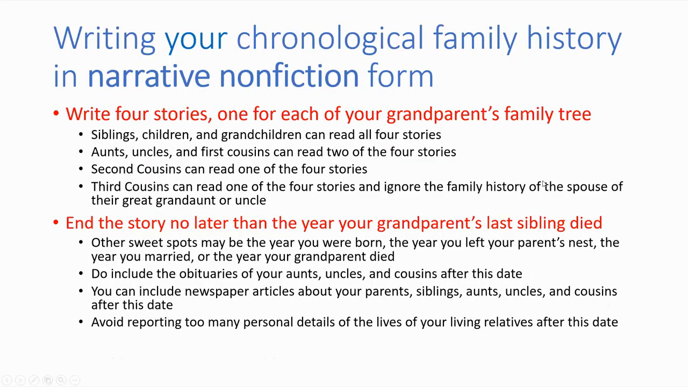Okay, when writing your chronological family history in a narrative nonfiction form, if you take anything away from my talk today, I want you to take this one. I would suggest that you write 4 stories, one for each of your grandparents' family tree. So the logic behind it is that your siblings, your children, and your grandchildren can read all 4 stories. Your aunts, uncles, and first cousins can read 2 of the 4 stories. Your second cousins can read 1 of the 4 stories. Third cousins can read 1 of the 4 stories and ignore the family history of the spouse of their great aunt or uncle. End the story no later than the year that your grandparents' last sibling died.